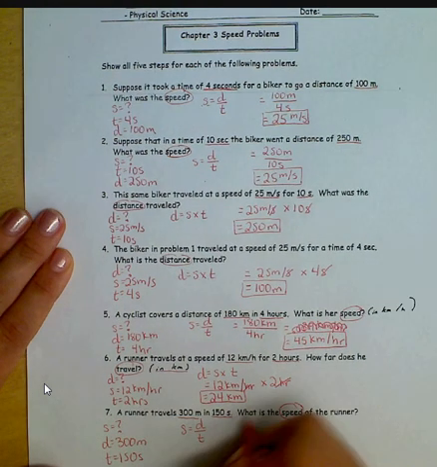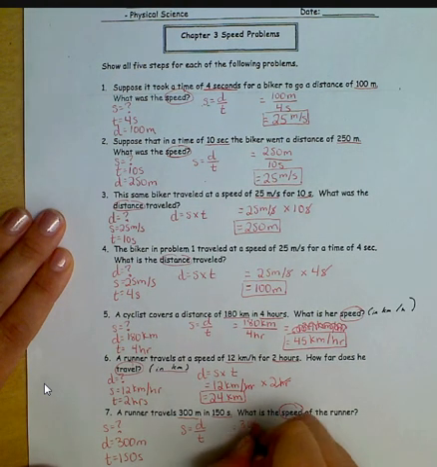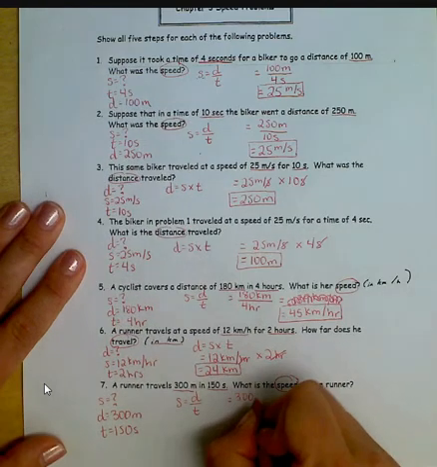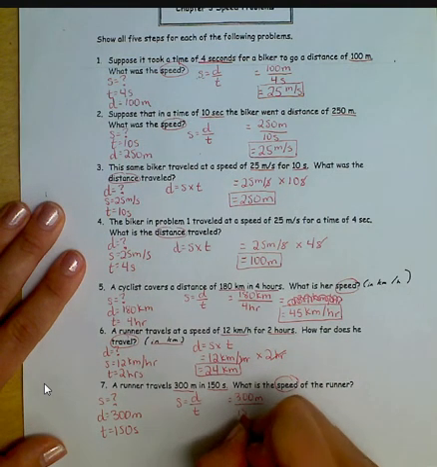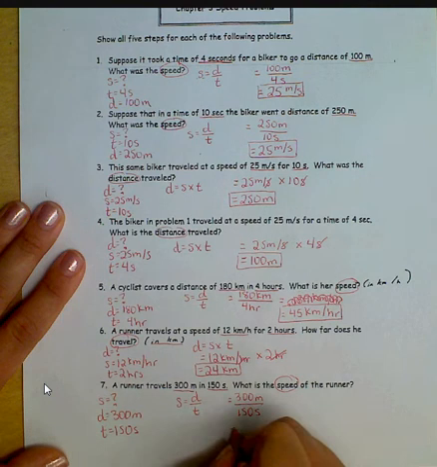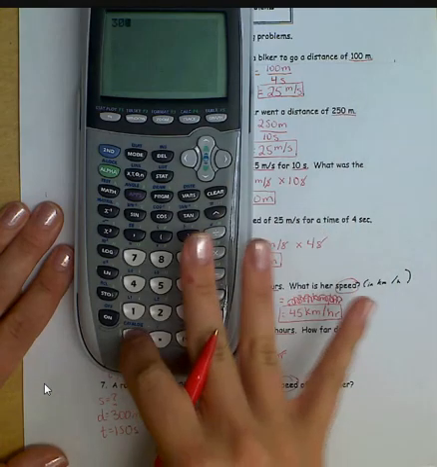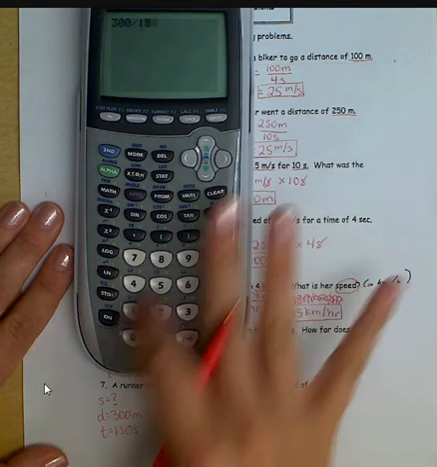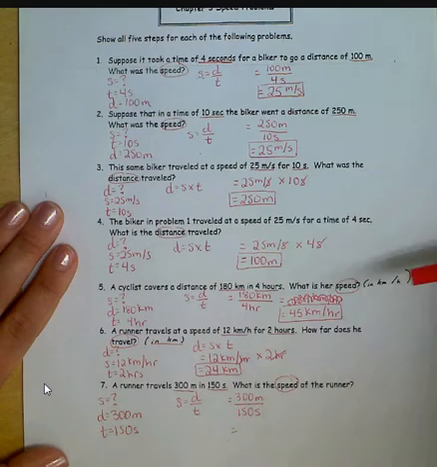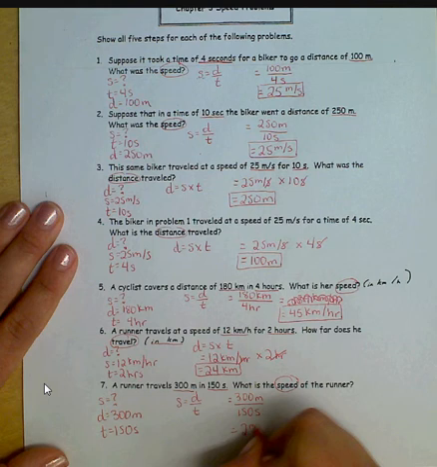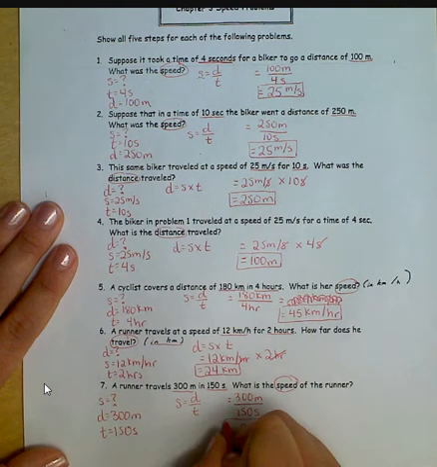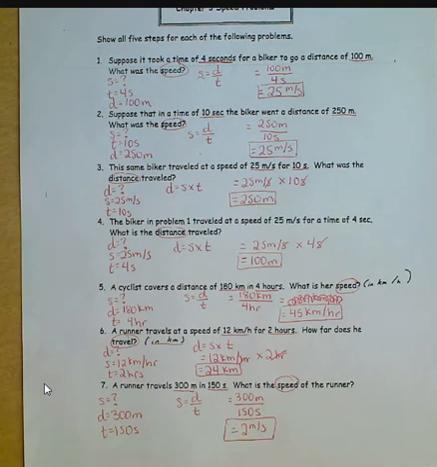And I can plug in my information. So I'll have 300 meters divided by 150 seconds. I can plug that into my equation. 300 divided by 150 is going to give me 2. So it'll be 2 meters per second. And that's my answer. And that is this worksheet.